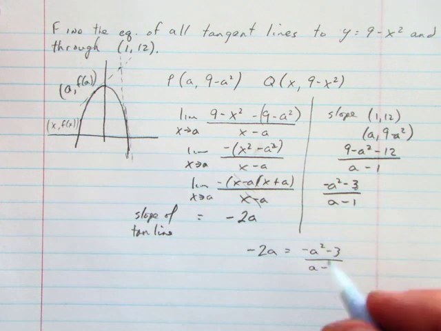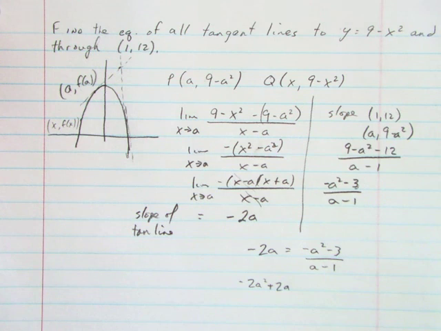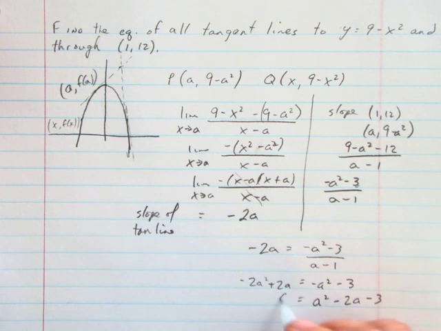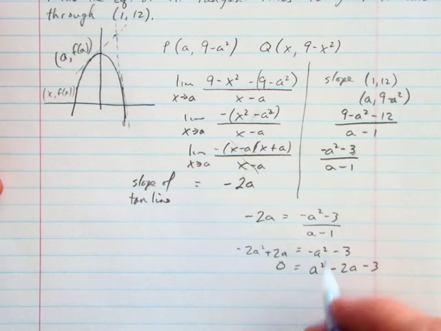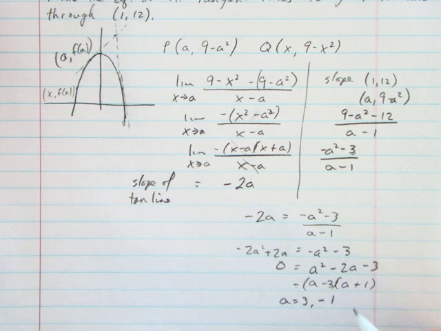Now we just need to solve that. Multiply both sides by a minus 1. We'll get negative 2a squared plus 2a equals negative a squared minus 3. Move everything to one side, and we get a squared minus 2a minus 3 equals 0. That factors as a minus 3 times a plus 1. So a equals 3 or negative 1.